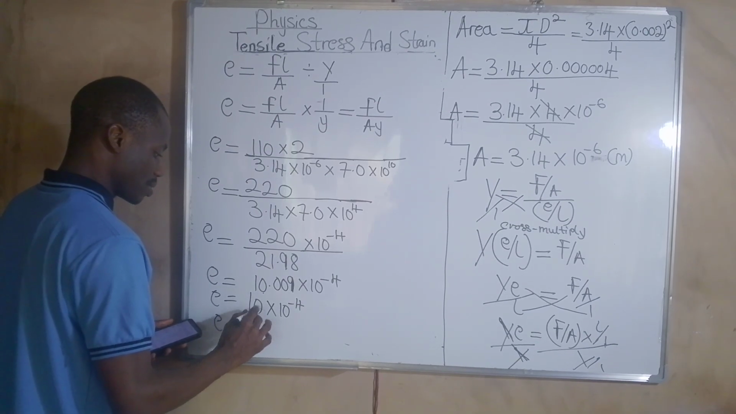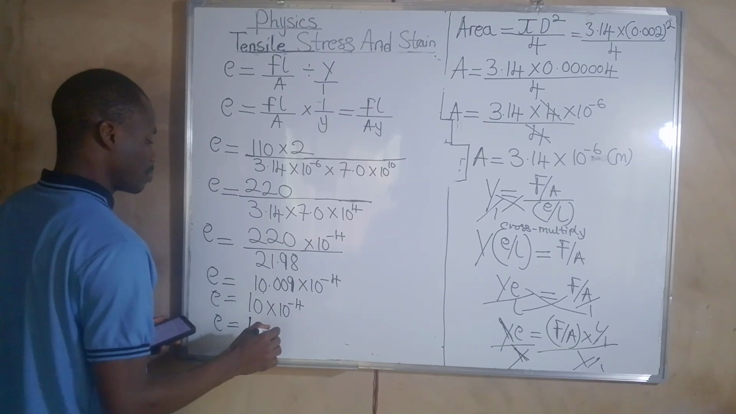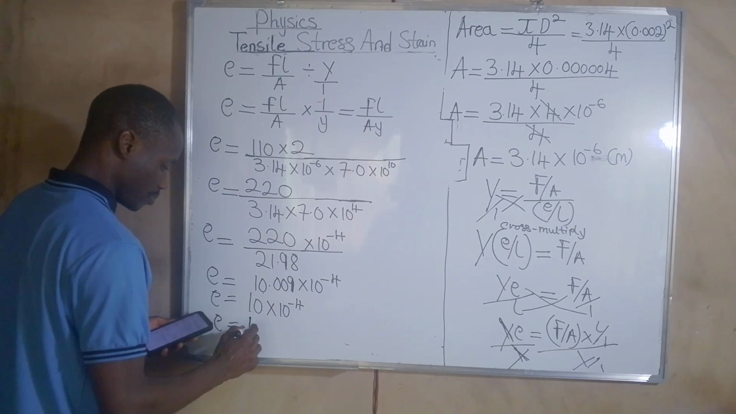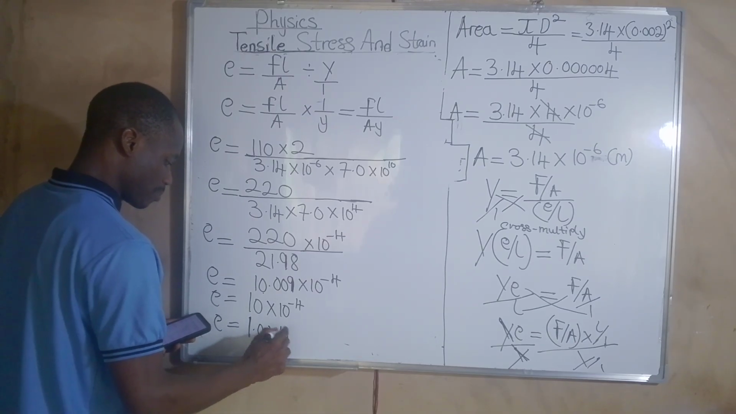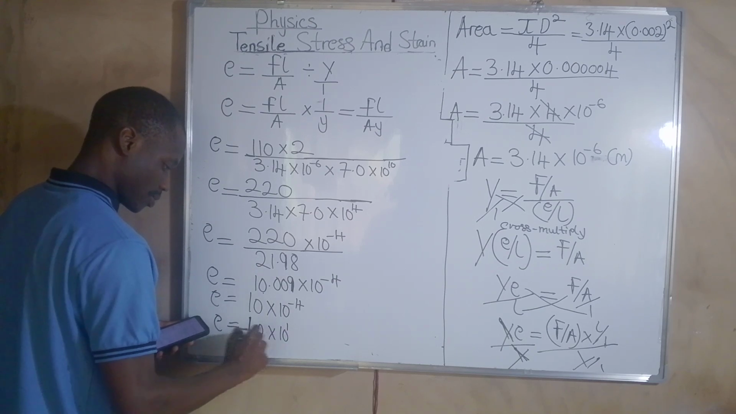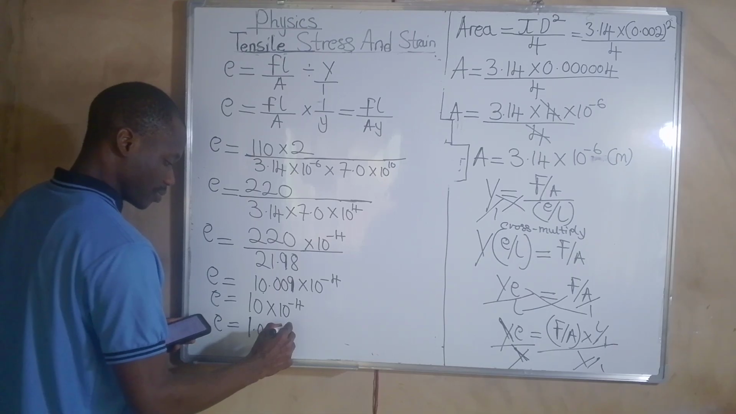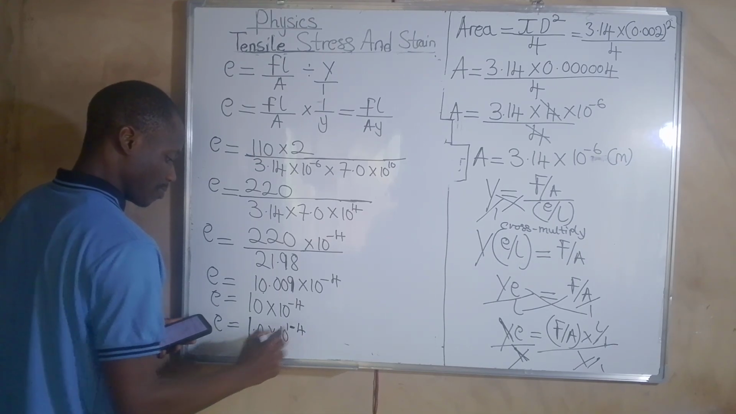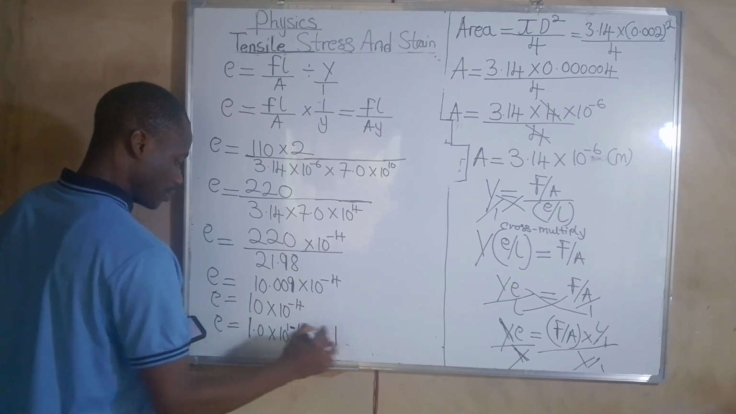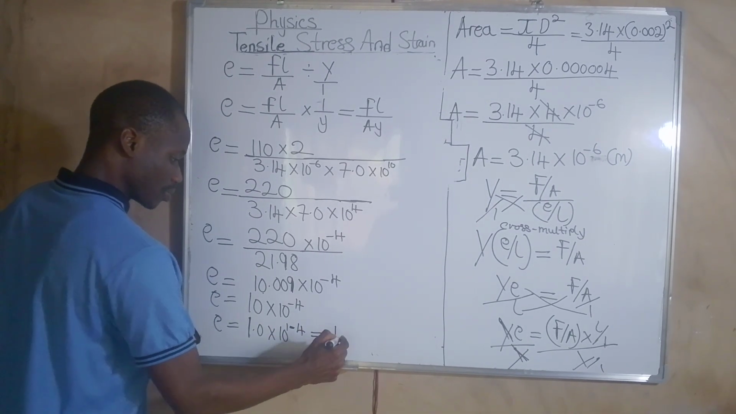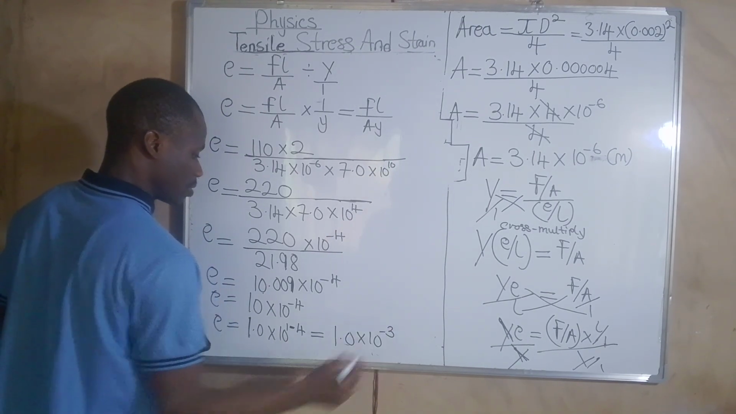This guy is the same thing as 10 raised to the power 1 plus minus 4. So it will now be 1.0 times 10 raised to the power 1 plus open bracket minus 4. This should give us 1.0, which is the same thing as 1. But let's write it for writing sake. Times 10 raised to the power what? Minus 3.